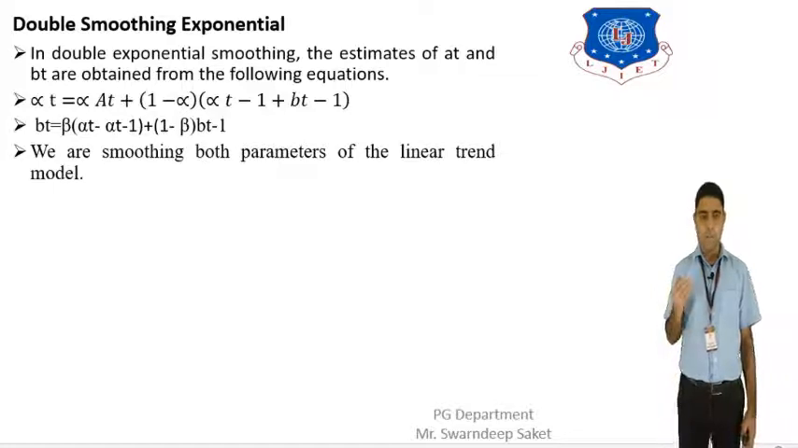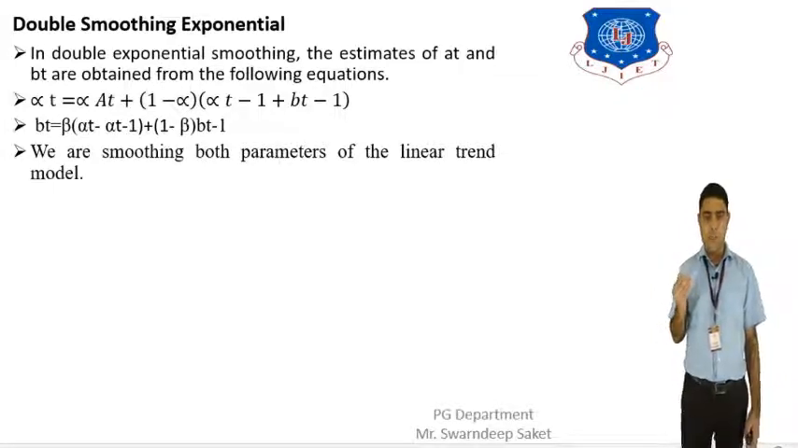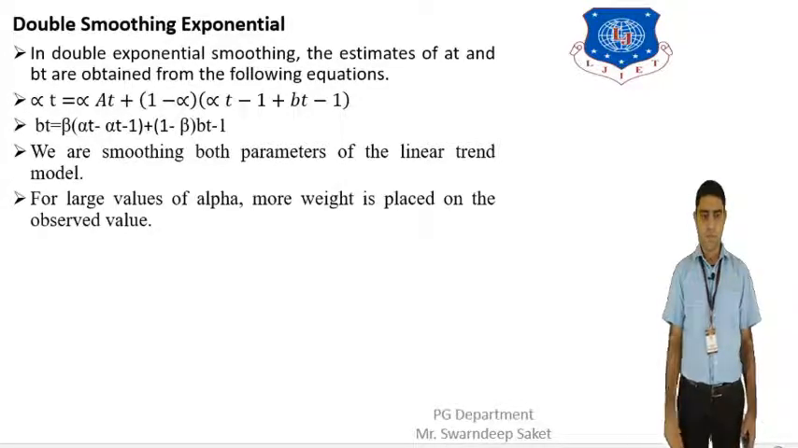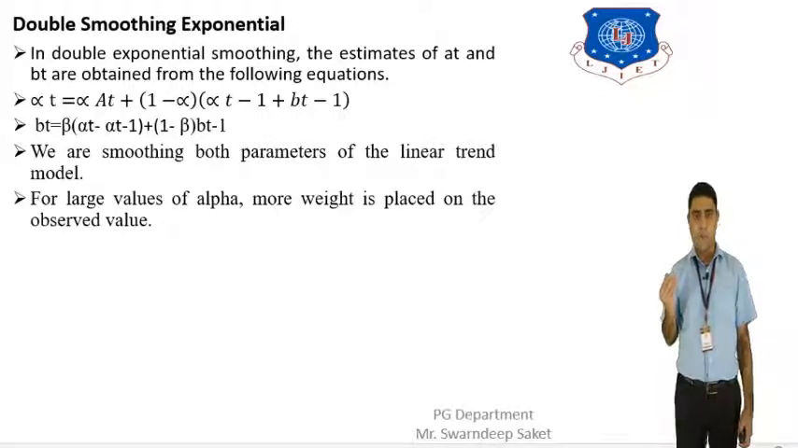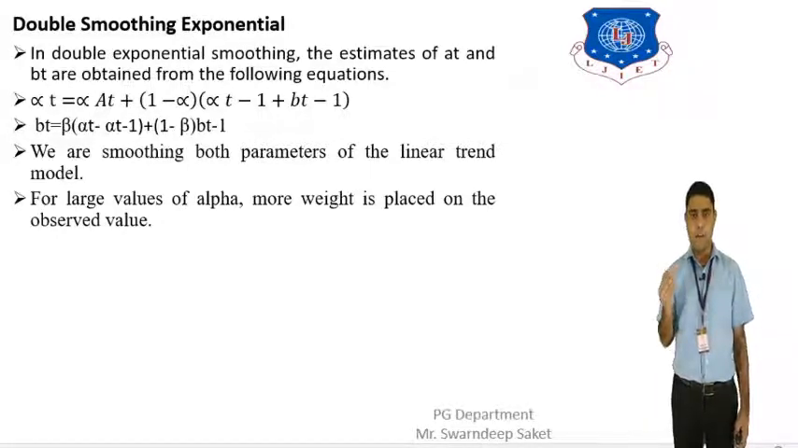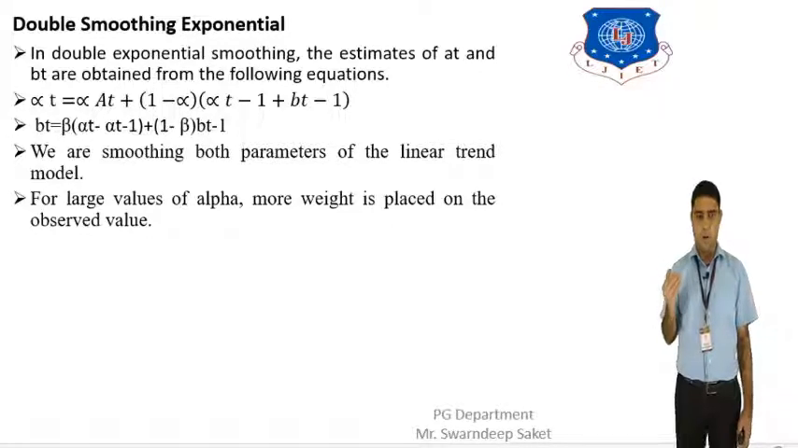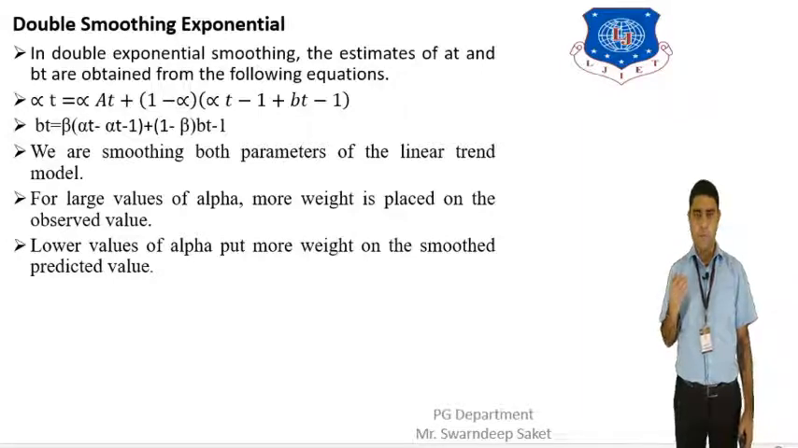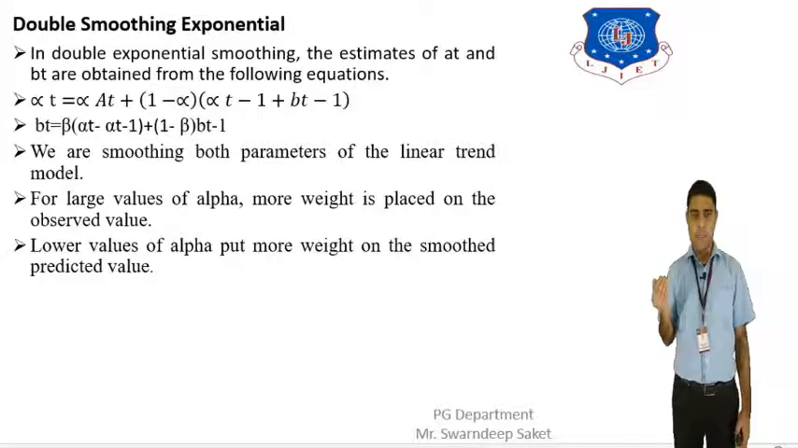We are smoothing both parameters, alpha and beta, in the linear trend model. For a large value of alpha, more weight is placed on the observed value. If the value of alpha is lower, then more weight is placed on the previously predicted outcome.